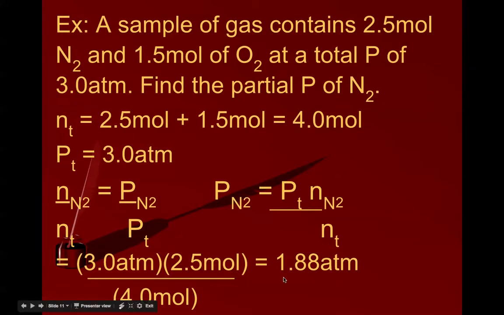Now, I want you to see how this makes sense. If we have mostly nitrogen, a little more than half nitrogen, in our mixture of air here, then that means that out of our 3 atmospheres of pressure that this mixture of gases is exerting, more than half should come from nitrogen. Hey, look at that. It did. Okay, so that is Dalton's law of partial pressures.